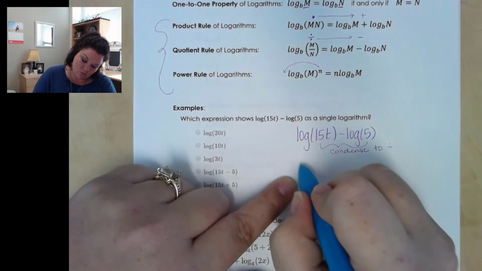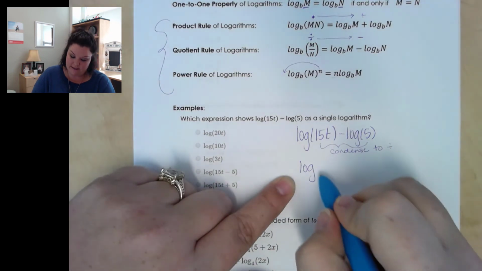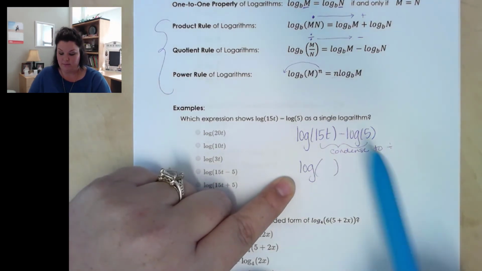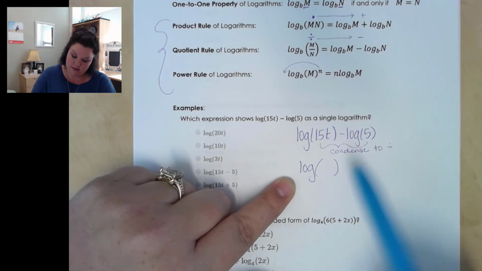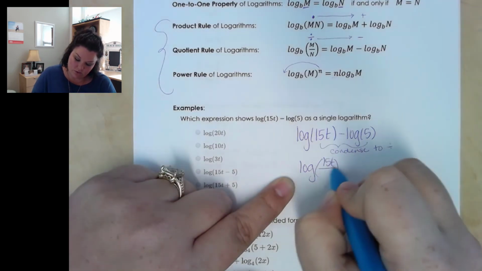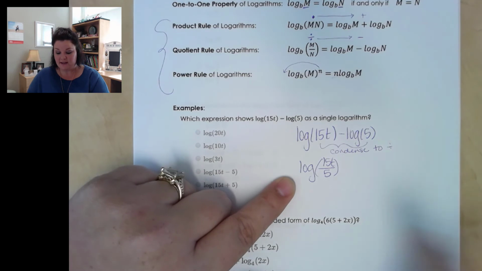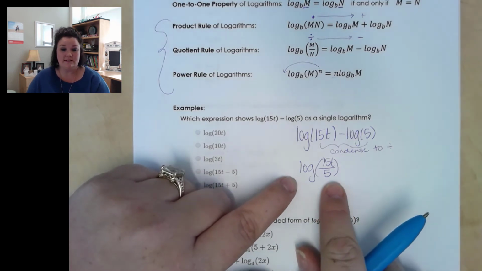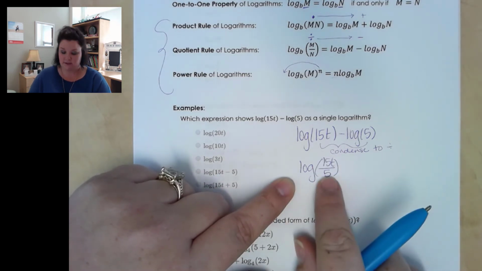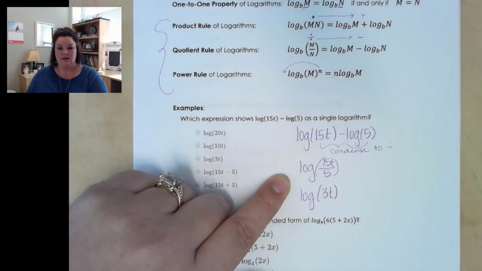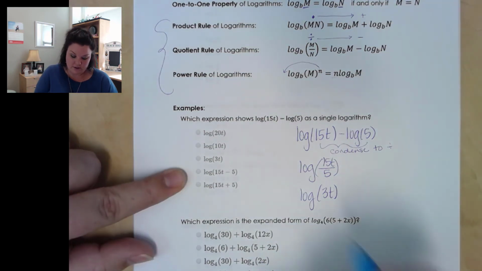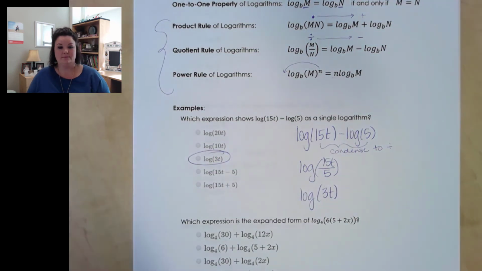That means I can write it as one log term, but then stack in a division way my two inside numbers. And remember, the one that gets subtracted is the one that ends up in the denominator. So this is going to give me 15t over 5. And then, I mean, I'm pretty much done, but I do want to see if this simplifies. 15 and 5 reduces, so I want to make sure I do that. So this just gives me log of 3t. So then I just look for my answer over here, and that should be my third choice. Okay? Let's look at another one.